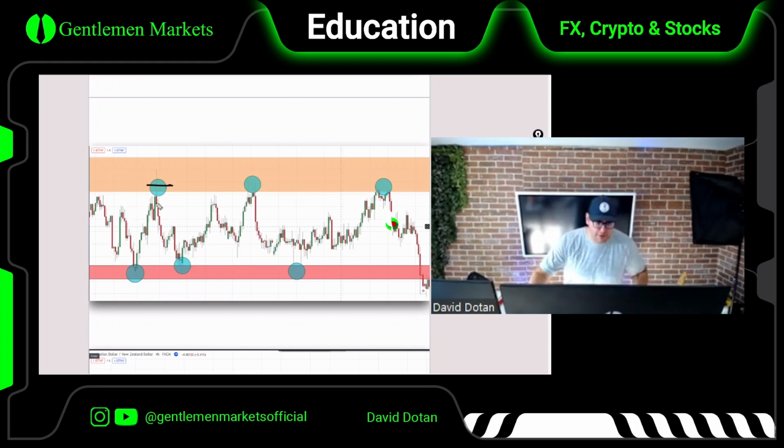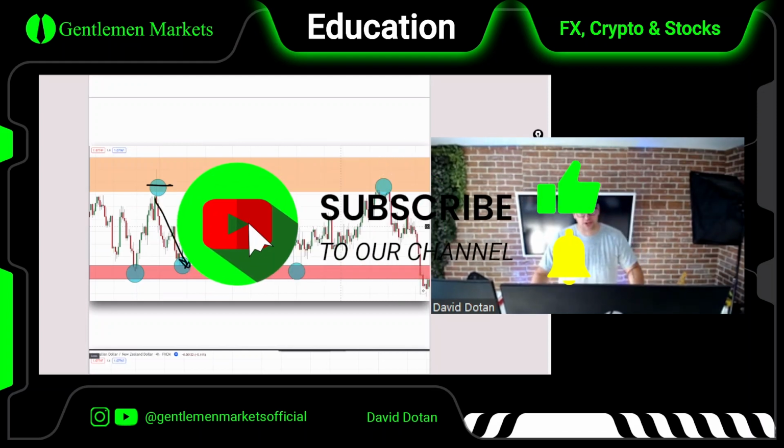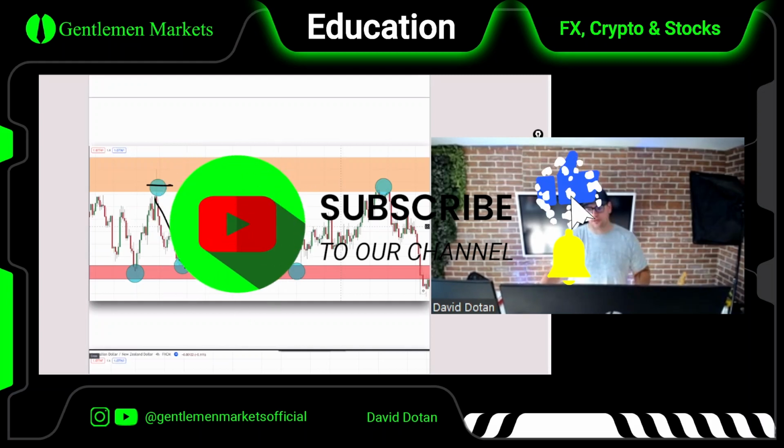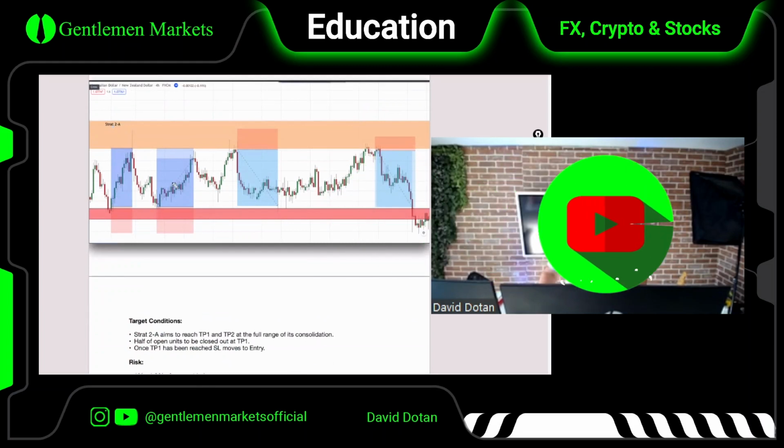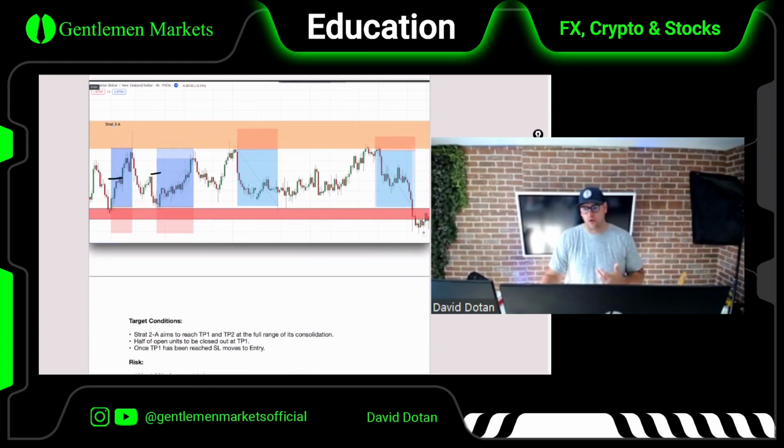So strategy 2A is when price is trading in between two significant zones and fundamentals are flat, we look for the full range of consolidation. We look to profit that full range. As you can see, we will have TP1s, of course, but for this example, I'm just showing you that we're placing a buy limit order at the bottom, full range. We're going to close out, sell limit order, full range, close out, buy limit order.